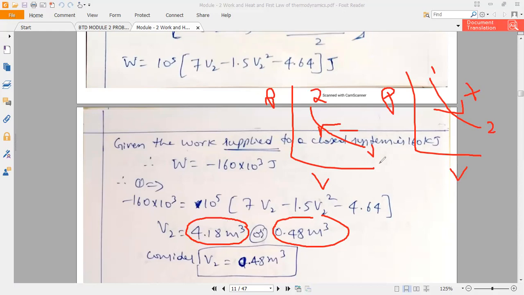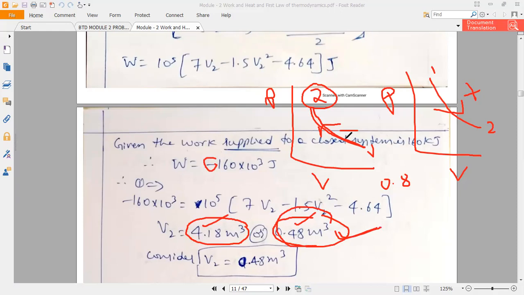The initial V1 is 0.8. During compression, the final volume will reduce. So which value is less than V1? Is 4.18 less than 0.8, or is 0.48 less than 0.8? 0.48 is less than 0.8, because the work is negative and this represents a compression process. Therefore, you have to choose 0.48 as the correct value.